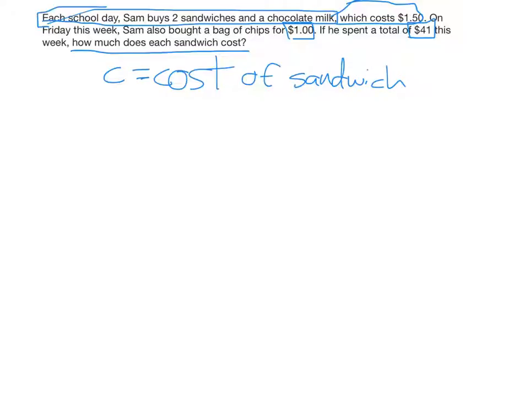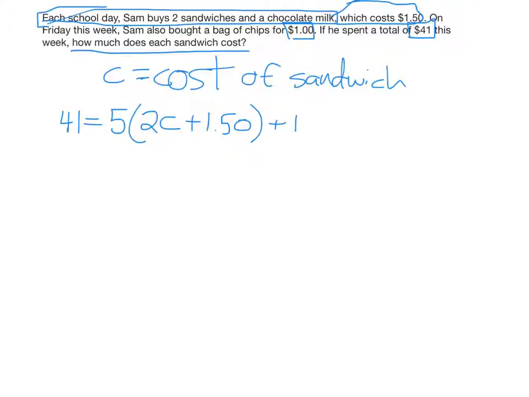Okay, so I can write our equation now. I know 41 is the total. That's going to equal, now on all 5 days, he gets 2 sandwiches, which cost C dollars each, and he gets 1 chocolate milk, and we know that that costs $1.50. So this expression inside parentheses here, this is his cost for each day, and we have to multiply that times 5. And then we know on Friday, he spent $1 extra.